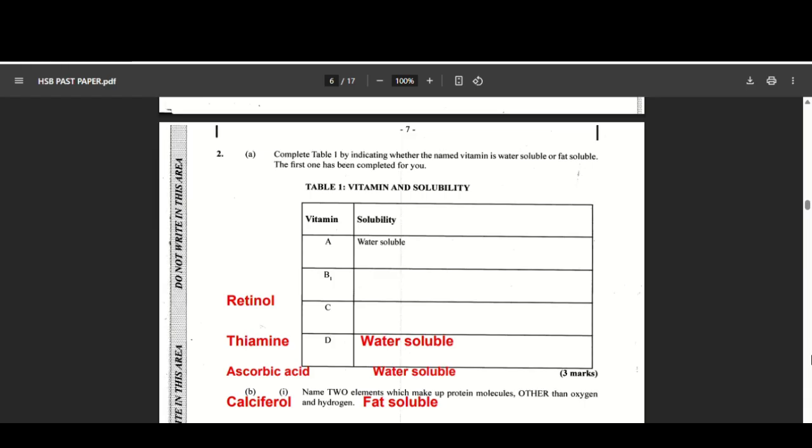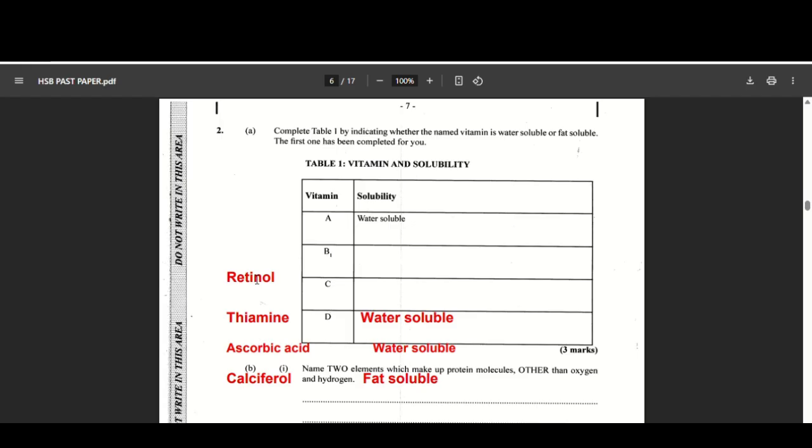Alright, so now this table is talking about vitamins, whether or not they are water soluble or fat soluble, right? First and foremost, this is also jumbled, but basically vitamin A is retinol, B1 is thiamine, vitamin C is ascorbic acid, and vitamin D is calciferol, right? So the first one was already done, right? So the first one is water soluble, so that's for vitamin A. And then we have vitamin B1, which is also water soluble, right?